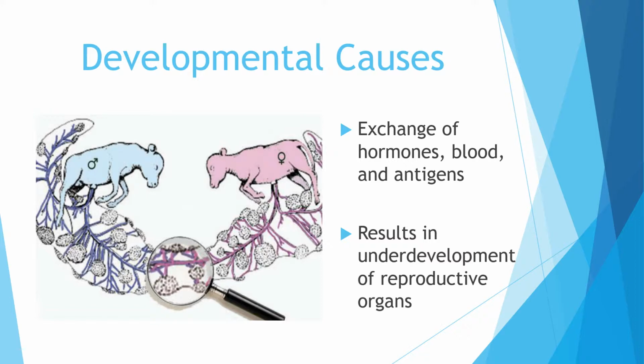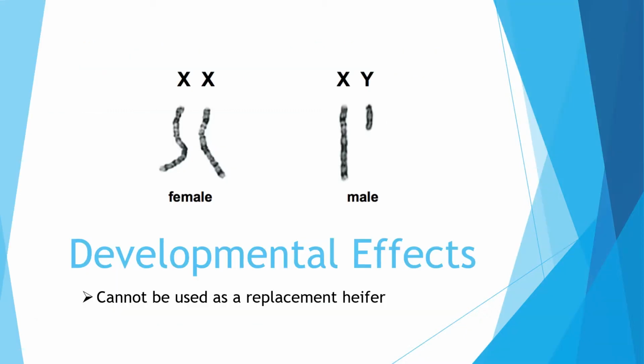Specifically, in the female twin, the excess testosterone causes the reproductive organs to become masculinized and underdeveloped, resulting in the inability to reproduce. The male twin just experiences a reduction of fertility, but is not fully sterile. This close interaction causes developmental issues genetically and physically.